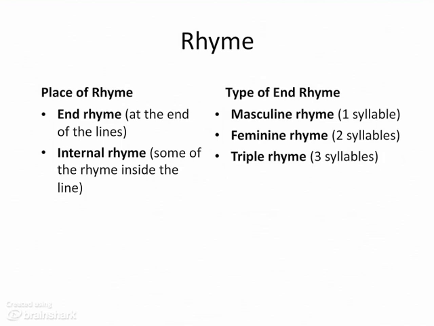There are also three types of end rhyme. Masculine rhyme has one syllable rhyming in the words. Feminine rhyme has the last two syllables rhyming in the words. And triple rhyme has the last three syllables rhyming in the words.